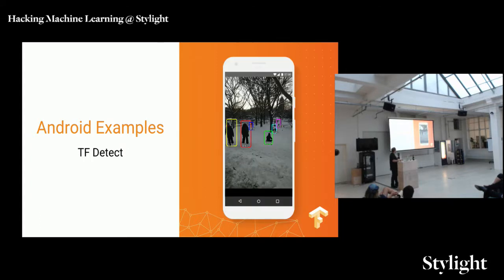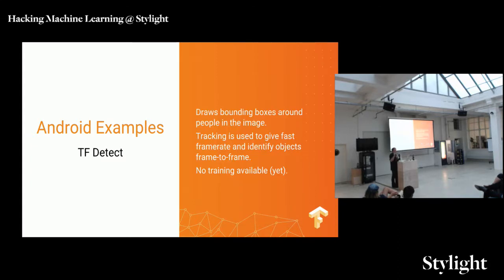We also have the object detection API integration. This lets you train your own bounding box recognition models and then use them within the Android app. One thing I want to point out is that the "no training available yet" note is actually out of date. I should have fixed that.